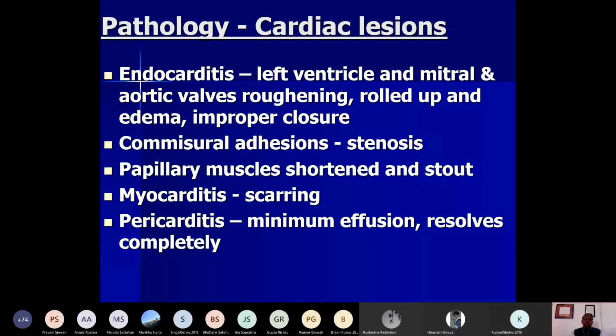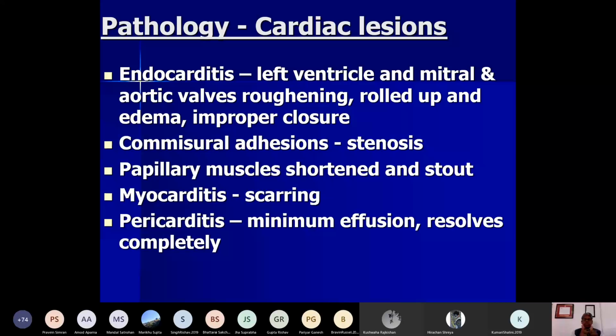Because of endocarditis in the left ventricle, the mitral and the aortic walls get roughened, they get rolled up, they get edematous, and so the valvular edges do not come close to each other to close when the valve should close. So it remains slightly open because they have become rough. Instead of being smooth like this, they have become rough like this. It does not close properly, it does not touch properly.